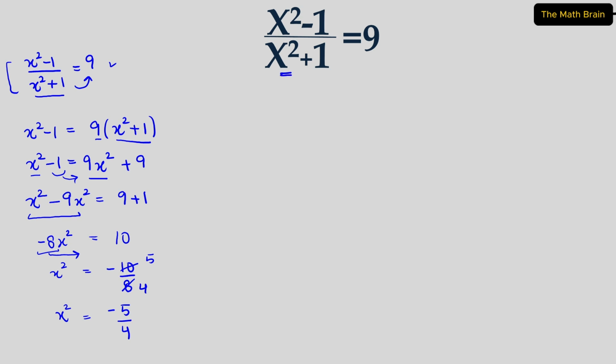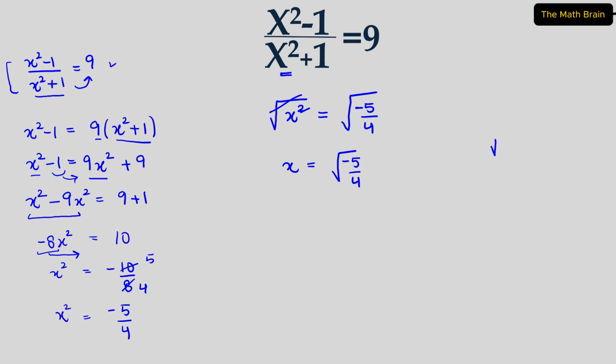So what we can do is we are going to take under root on both sides. So the left hand side will be under root x square and the right hand side will be under root of minus 5 upon 4. Here this root and square will cancel out. So x is equal to under root of minus 5 upon 4.